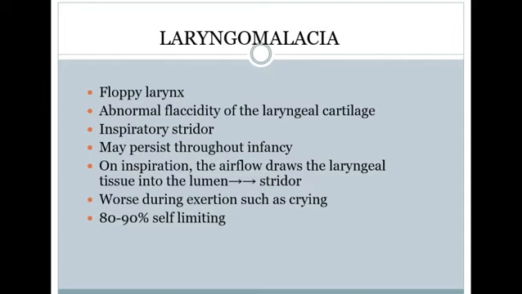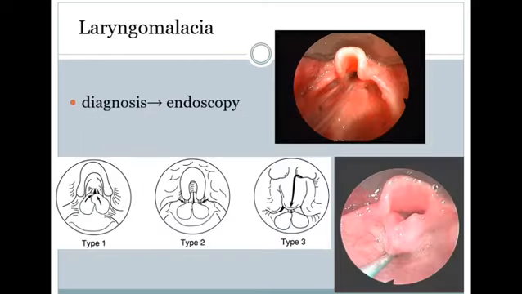The good thing about laryngomalacia is it's 90% self-limiting. In other words, you don't need to do anything. It will improve with time. If you scope the baby, you can confirm the diagnosis. Forget about type 1, 2, 3. What you should see is upper airway collapse upon inspiration.